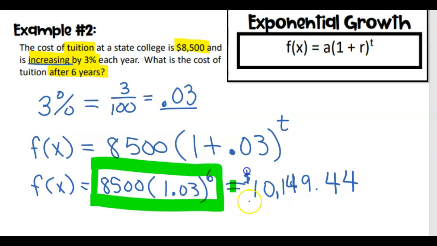Now, how did I know to put 2 decimal places? Okay, and so how did I know 2 decimal places? It's money. Money has 2 decimals.